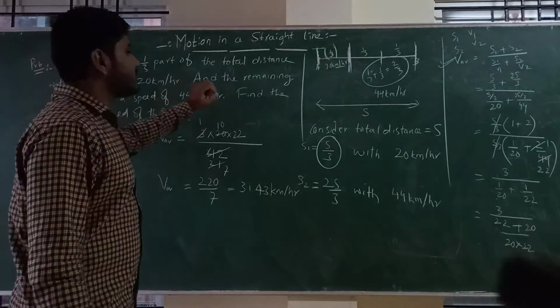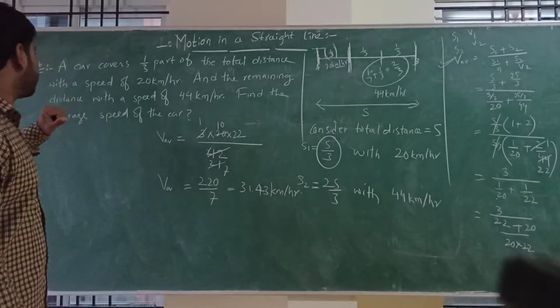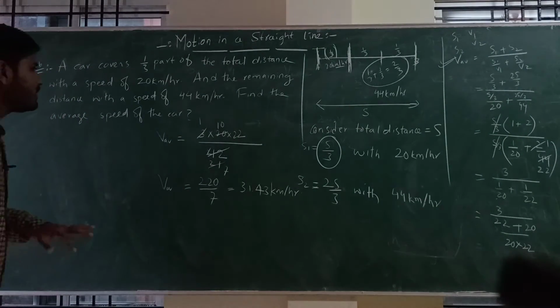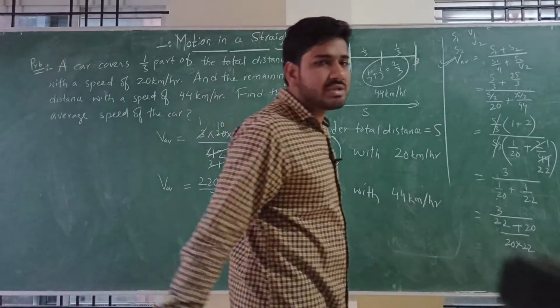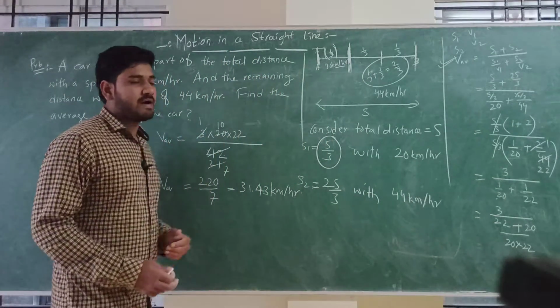So a car covers a 1 by 3 part of the total distance with a speed of 20 km per hour and the remaining distance with a speed of 44 km per hour. Then find the average speed of the car. So this is the question. We have to calculate the average speed. So I will explain it very fast. Just see.